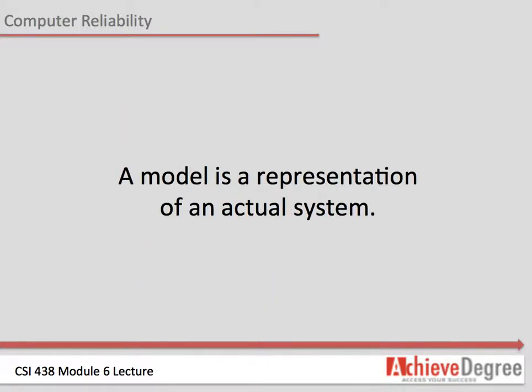A model is a representation of an actual system. There are different kinds of models, including physical models and mathematical models. A computer simulation is a program that implements a mathematical model.